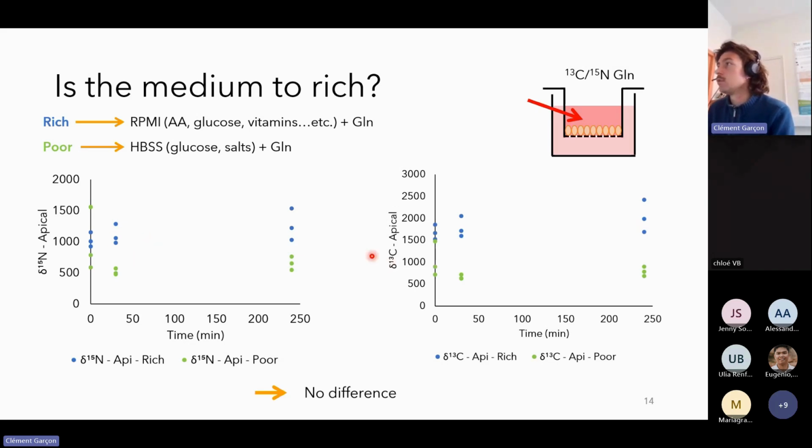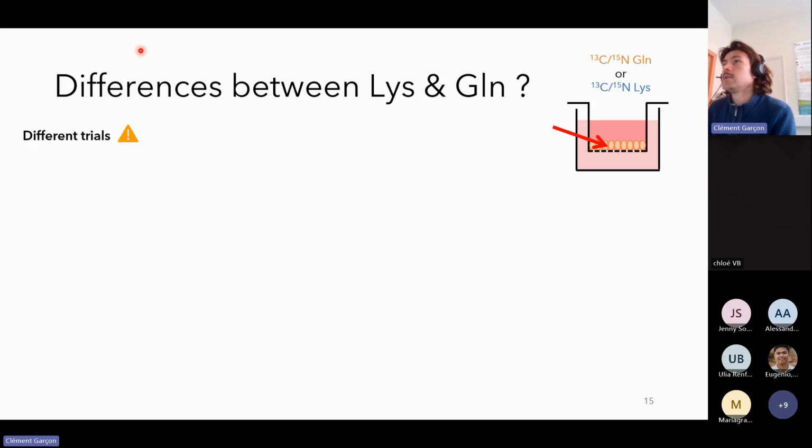But here we could not see any difference in terms of trend. The absolute values do not really matter here when you look at the enrichment. So then, the last question we were wondering about is the differences between lysine and glutamine.